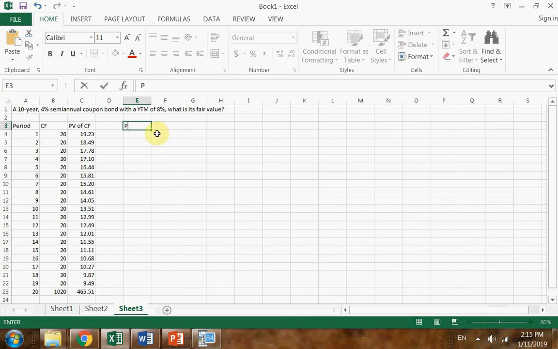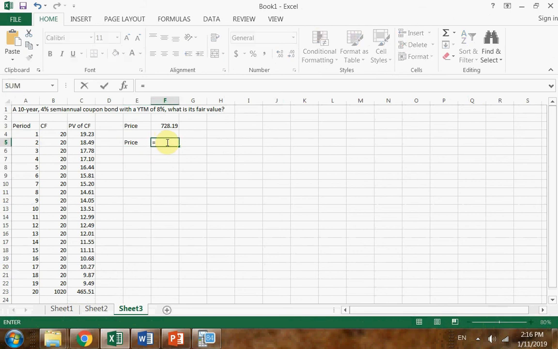So the price of the bond should be equal to the summation of all of them. So $728. And you can also use another function of Excel to do the job.